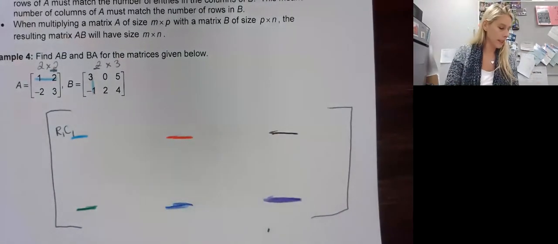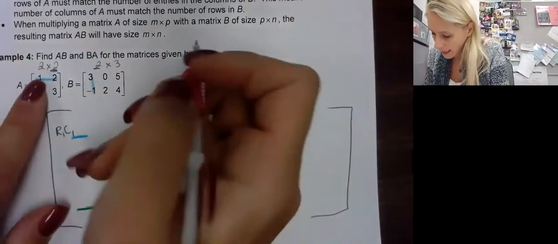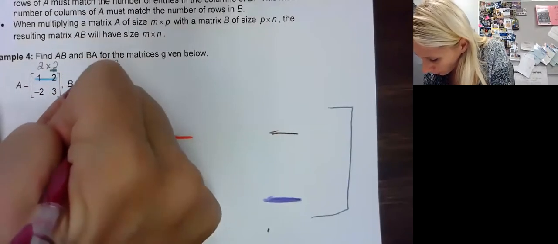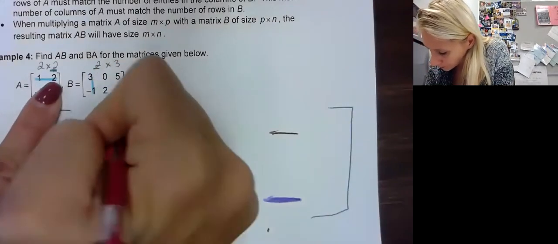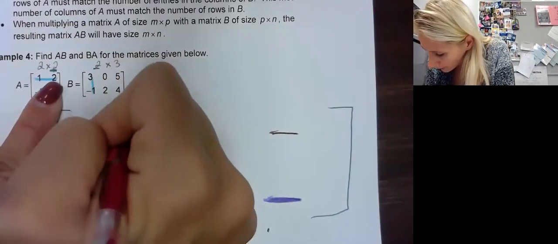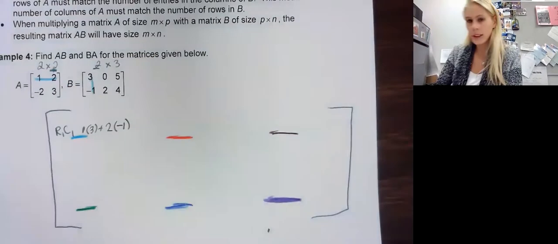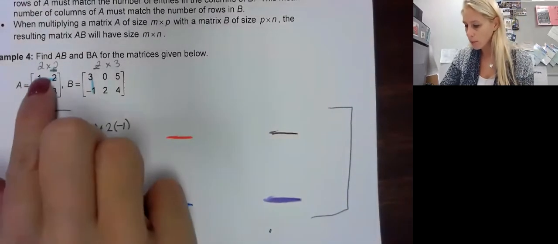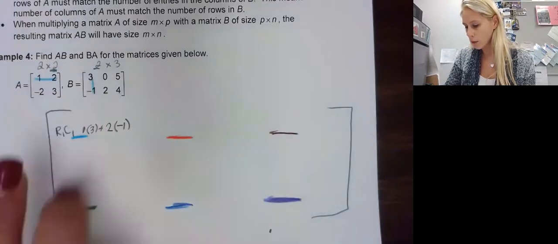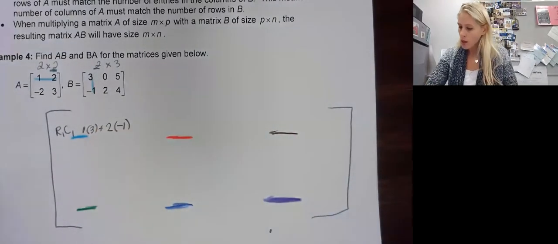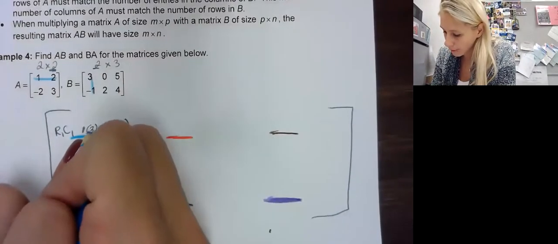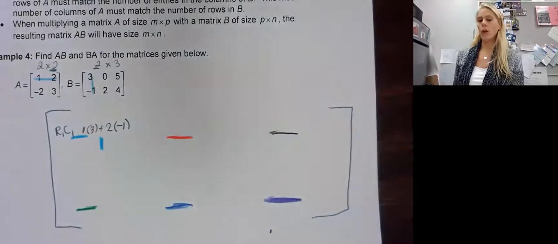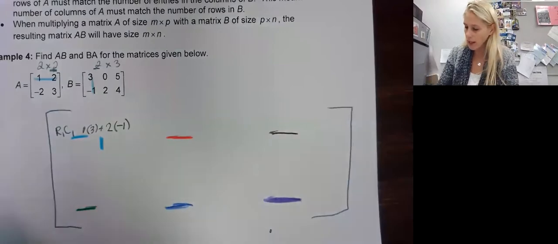So what does that tell me to do? Well, that tells me to take the element in my row, so 1 times 3 plus 2 times -1. So see, if I were to line up my row and shift it to my column, I would be multiplying 1 and 3, 2 and -1, and then I'm adding them together. So when I do this, I get 3 plus -2, which is 1. Okay, and then I'm going to do that again.